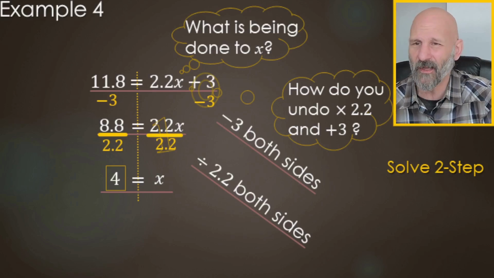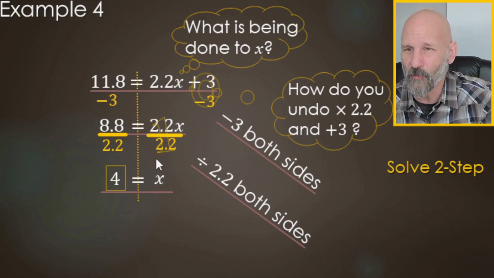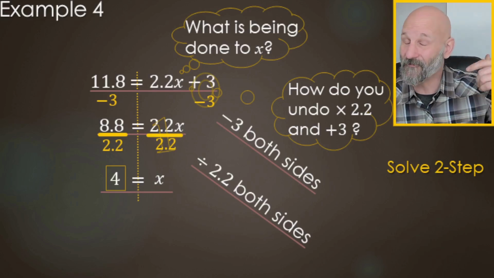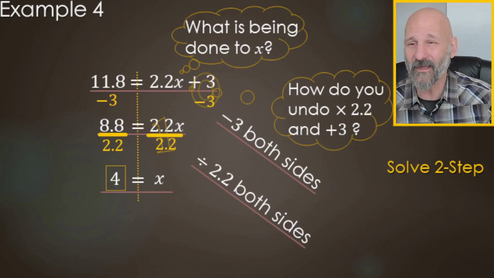You can use a calculator if you have to. And then 2.2 over 2.2 is just 1x. There we go. So 4 equals x. So 4 is a value for the variable that makes the equation true.